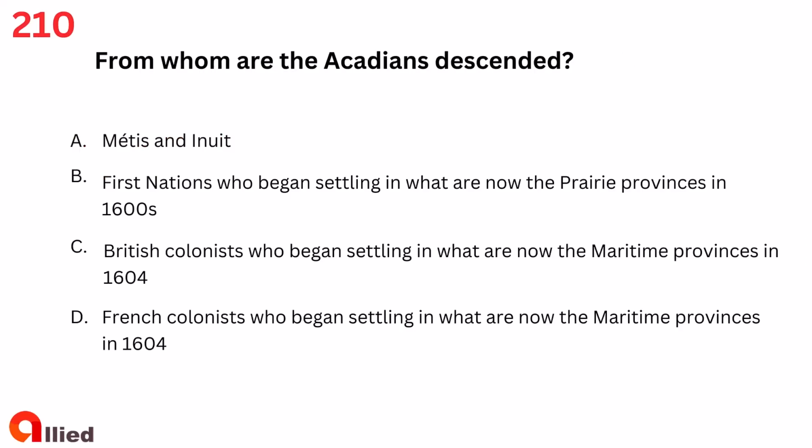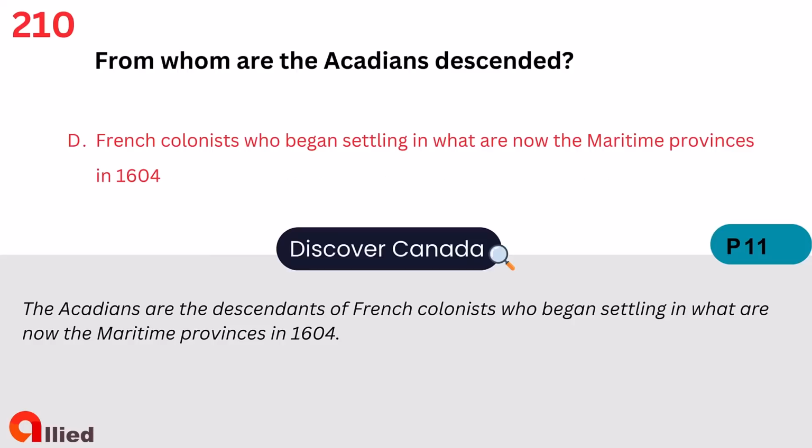Question 210. From whom are the Acadians descended? A. Métis and Inuit. B. First Nations who began settling in what are now the Prairie Provinces in 1600s. C. British colonists who began settling in what are now the Maritime Provinces in 1604. D. French colonists who began settling in what are now the Maritime Provinces in 1604. The answer is D.